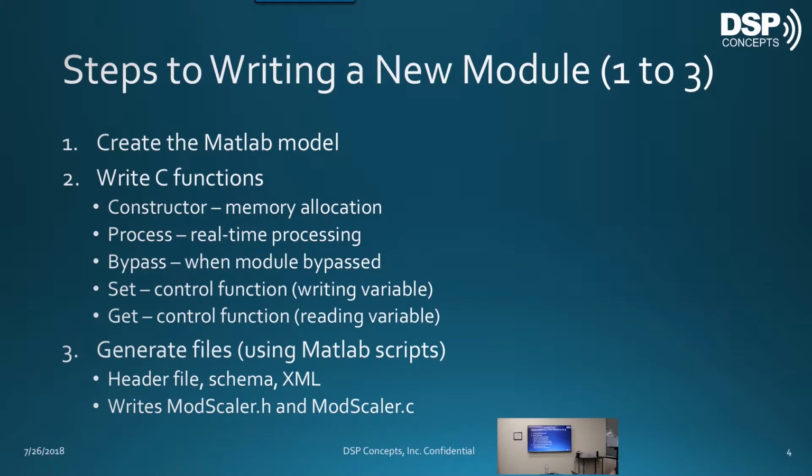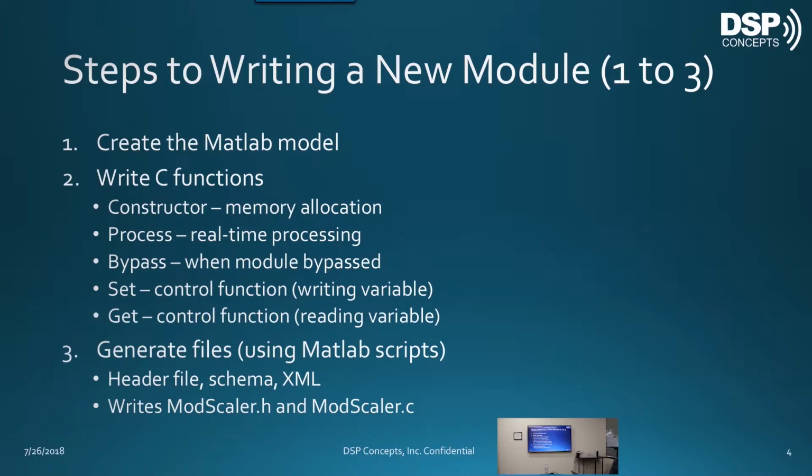So here are the steps to making a new module. One, you start with MATLAB. You write a bunch of MATLAB code, and you describe the pins and the variables and all that stuff. And then you write some C functions. And when you have the C functions done, you use MATLAB to generate a whole bunch of files.